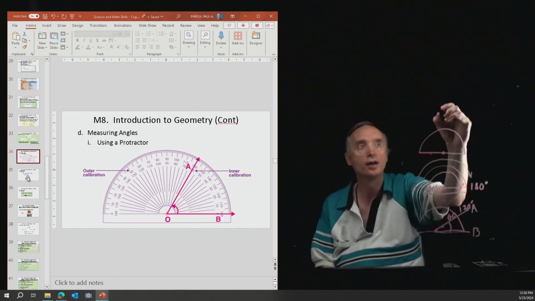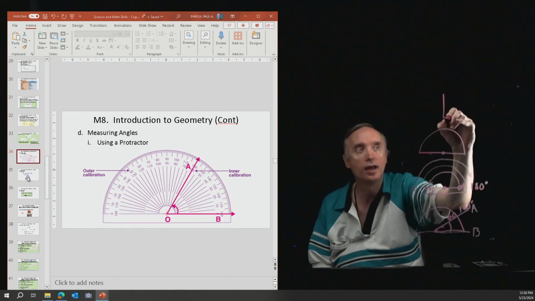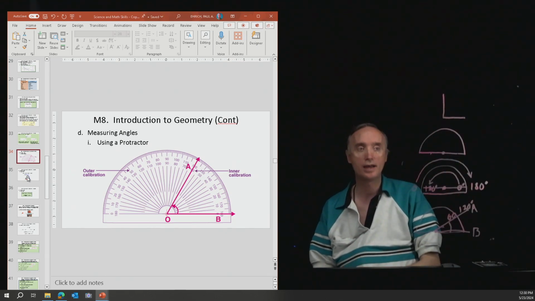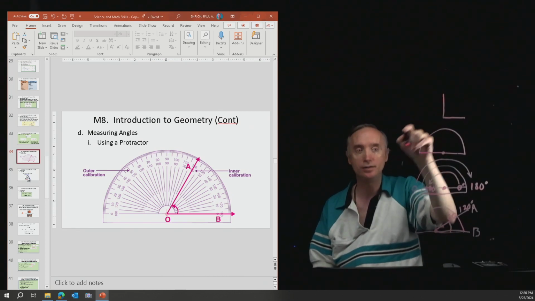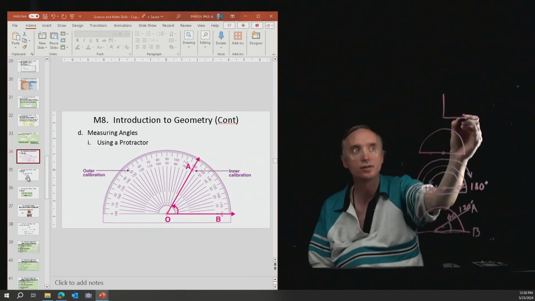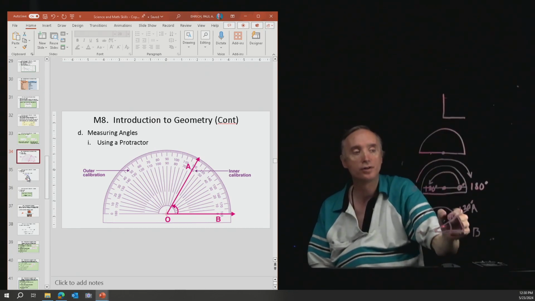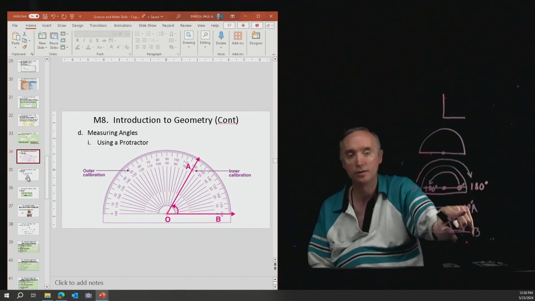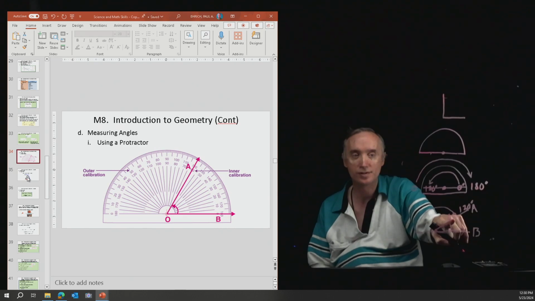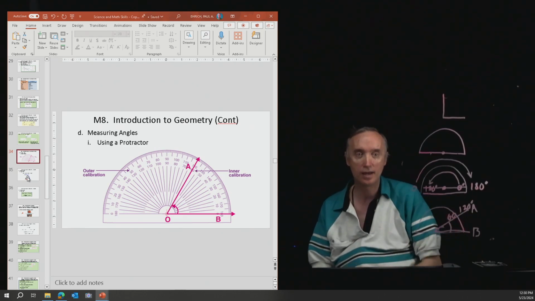Remember that if you have a right angle, that's 90 degrees. So this is a 90-degree angle right here. And notice that this is bigger than 90. So 120 is bigger than 90, so this is not the right number to use. We're going to use the 60. So this would be a 60-degree angle.